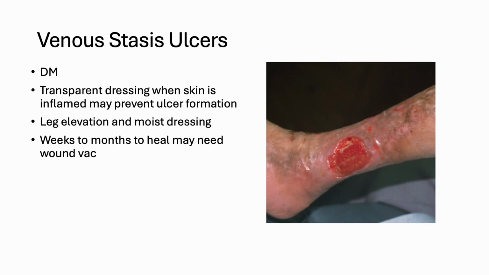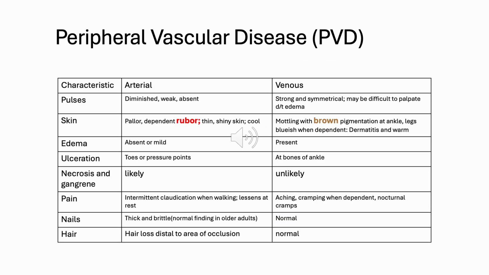One other thing I noticed right away, looking at this patient's leg, is the brown discoloration, which is also indicative of venous stasis or peripheral venous disease. Okay, now we're going to compare and contrast arterial peripheral vascular disease versus venous peripheral vascular disease, because you're going to have to be able to distinguish by the signs and symptoms if somebody has an arterial problem versus a venous problem.